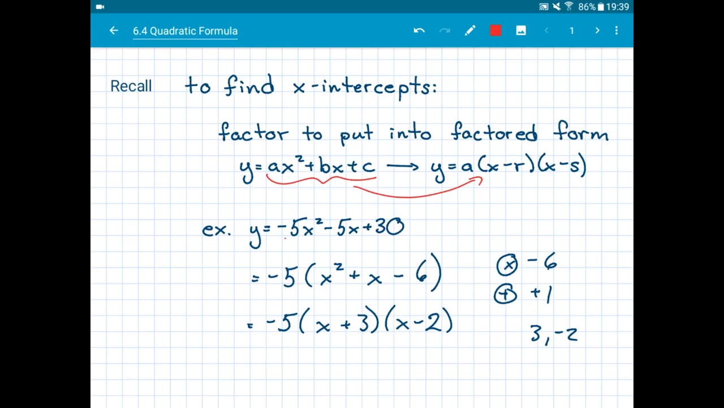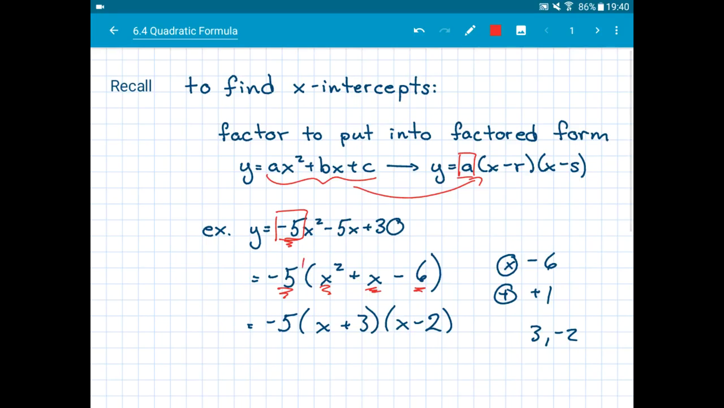The first thing you need to do is factor out the common factor, okay? Or, you need to take this out anyway because you have an a there in front of the brackets, so you really don't have a choice. That has to come out. Okay, so we factor that out. We're left with x squared plus x minus 6.